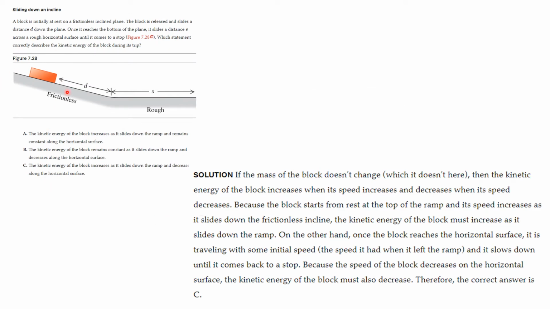And the correct solution to this problem is, the mass of the block doesn't change. So the kinetic energy of the block increases when its speed increases and decreases when its speed decreases. Because the block starts from rest at the top of the ramp and its speed increases as it slides down the frictionless incline, the kinetic energy must increase as it slides down the ramp. On the other hand, once the block reaches the horizontal surface, it is traveling with some initial speed, the speed it had when it left the ramp, and then it slows down until it comes to a stop. Because the speed of the block decreases on the horizontal surface, the kinetic energy of the block also decreases. Therefore, the correct answer was C.